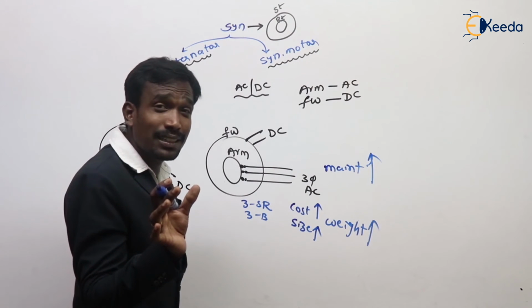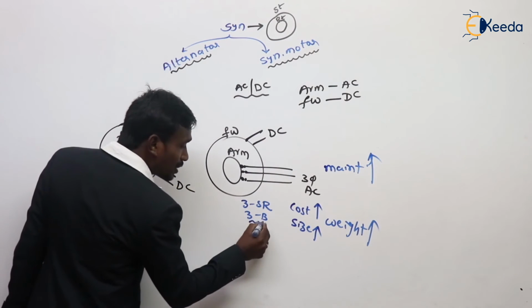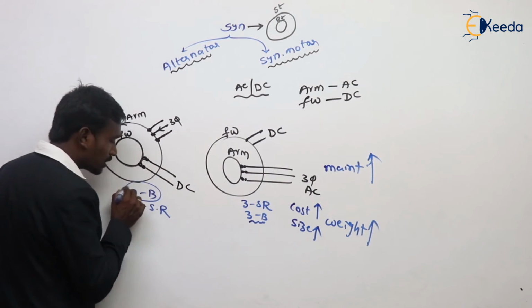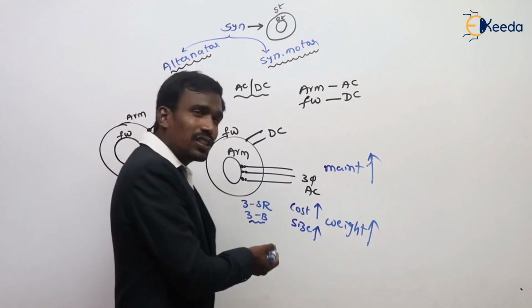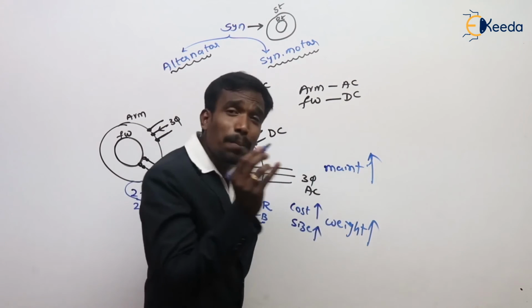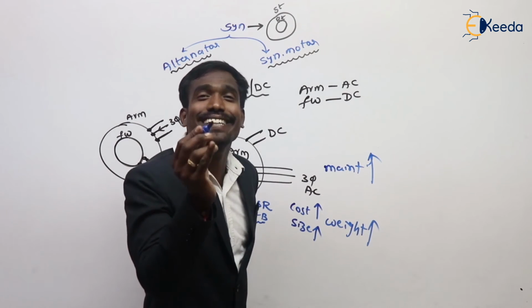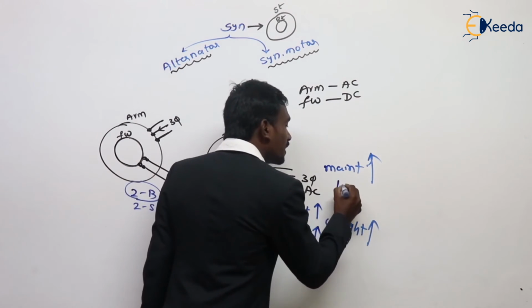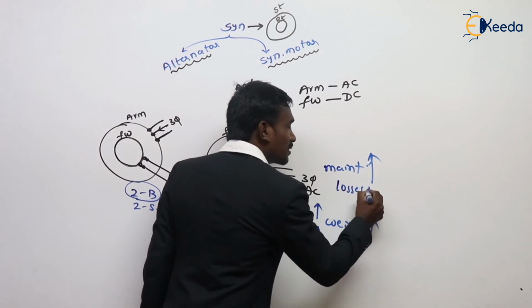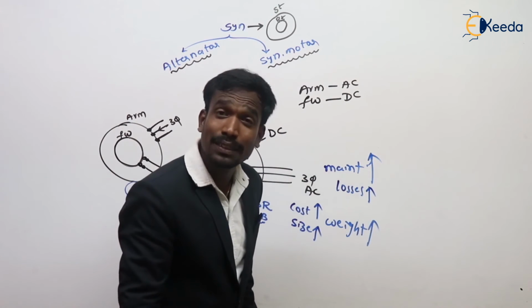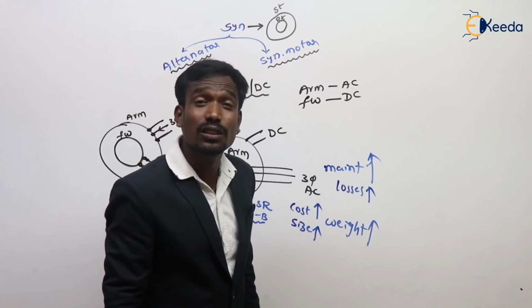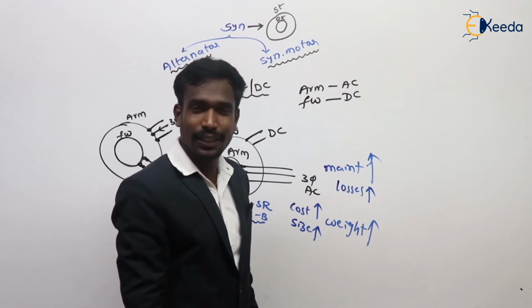Can you tell me what that is? Here we have three brushes, here we have only two brushes. One more brush is there. The brushes are made of carbon or graphite, a high resistive material, which increases the losses. This is also a very important thing.